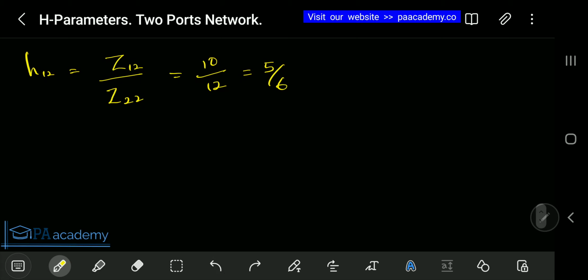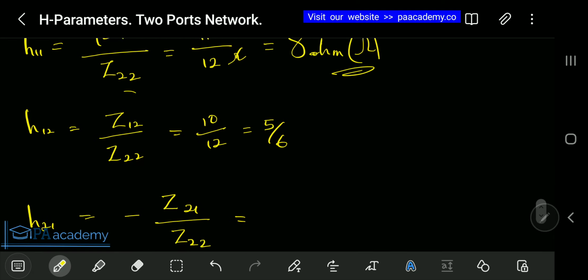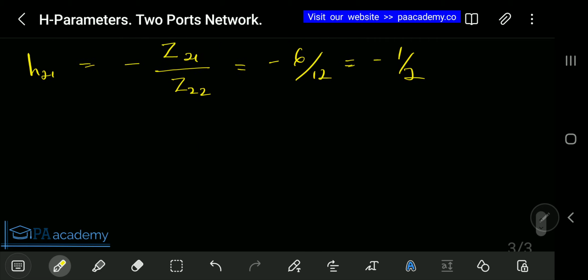Okay, so now let's get our h21. So that means our h21 is given to be minus z21 over z22. Okay, so let's see what's the value of our z21. That's 6 and our z22 is 12. So that will be minus 6 divided by 12, which is equal to minus 1 over 2. So this also won't have any units.